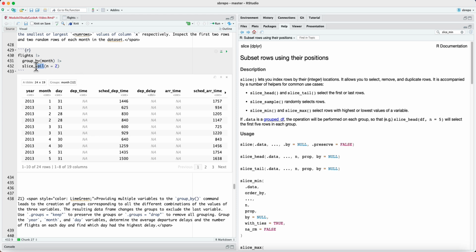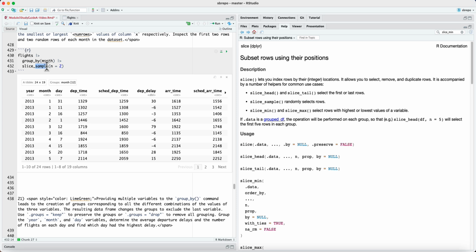If we did slice sample, this is analogous to the sample function where we can sample a vector. Here we will be sampling each group randomly, so it'll pick one row at random from each group and show it to us. And now you can see the days are neither the first day or the last day of the month. There it's some random day because it's picked a particular row at random from each group.